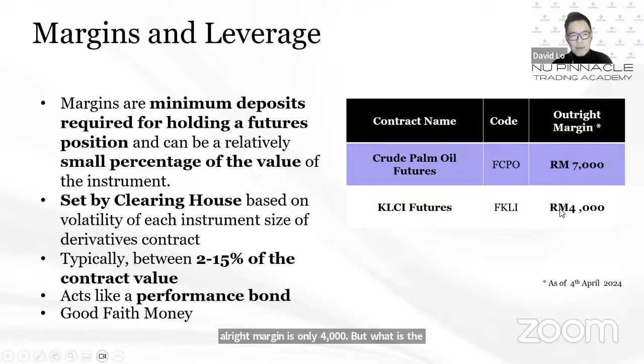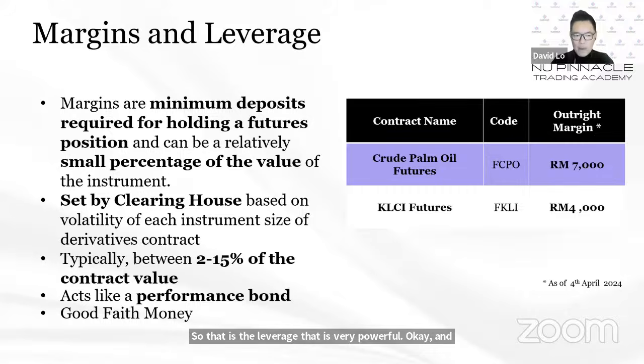Okay, so the multiplier for KLCI is 50. So let's say, for example, the index now is 1,600 times 50. That's 80,000 ringgit, right? That's the notional value. But you're only using 4,000 to trade 80,000 worth. So that is the leverage that is very powerful, okay? And traders like us in the futures market, we just love it, okay?